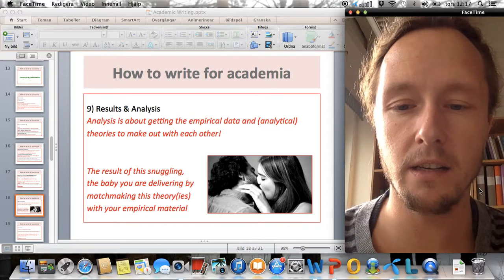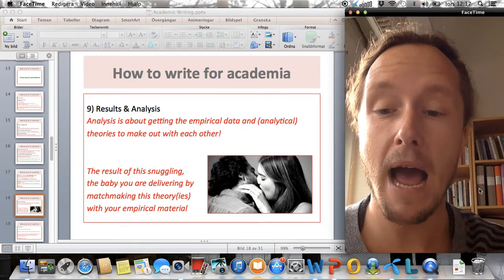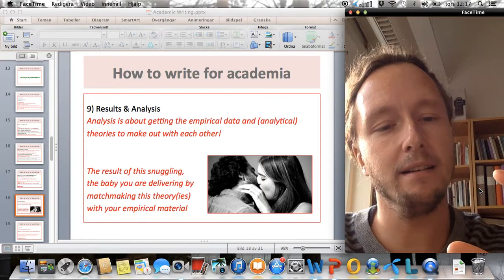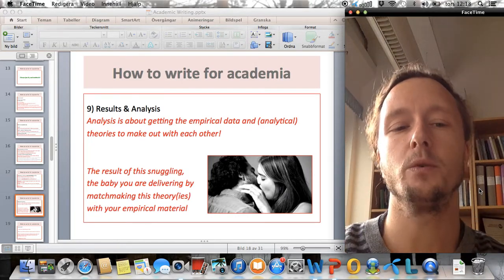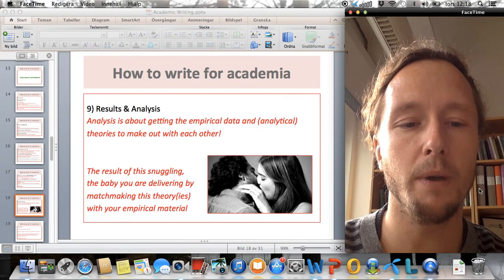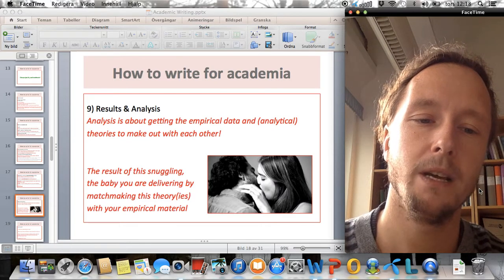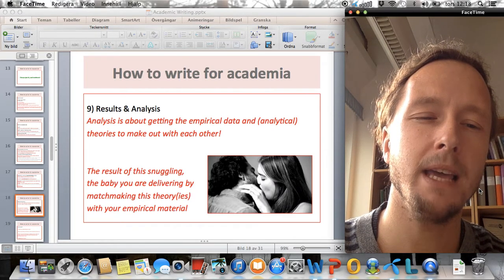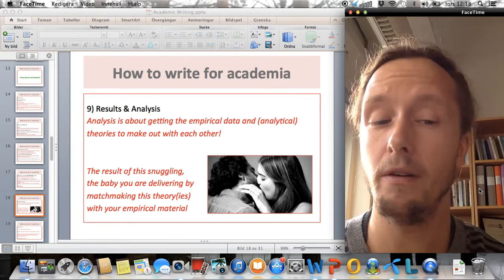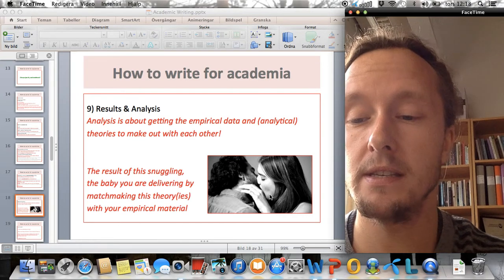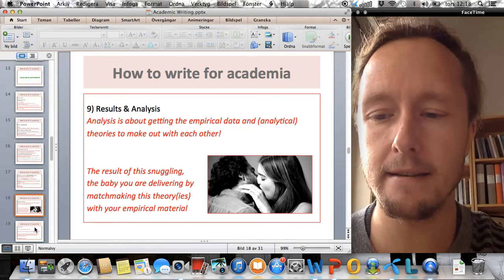And the result of this snuggling, the baby that you're the midwife delivering by matchmaking. You have done a match made here between your empirical material and the theories that you've been arguing for. That is your results. This is the baby coming out of this marriage, this match that you have been arguing for in the thesis. So the analysis is about making the empirical material talk to the theoretical framework that you have been arguing for previously in your thesis. So I hope you get this metaphor of making out, snuggling, yeah?